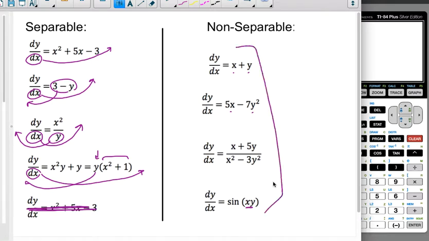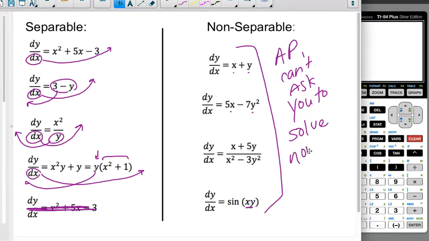To be clear, the AP can't ask you to solve these. So you can't be asked to solve non-separable diffie-qs. Eventually, you're going to take classes where you are able to solve non-separable differential equations of some categories, but for right now, you can't be asked. They can ask you to do math with them. They can ask you to differentiate them, right? I could ask you to differentiate and find d squared y dx squared. I can ask you to do other things with non-separable differential equations, but I cannot ask you to solve them.